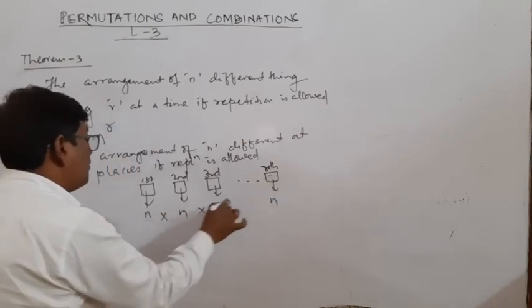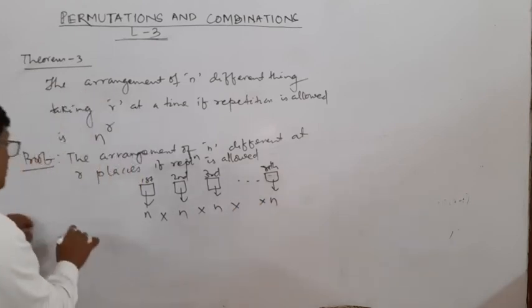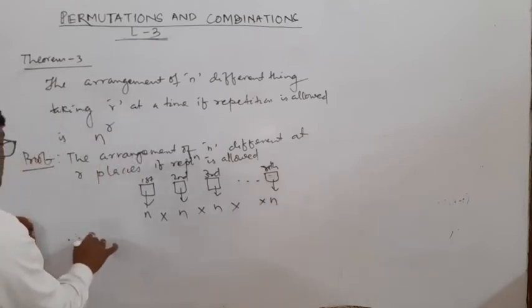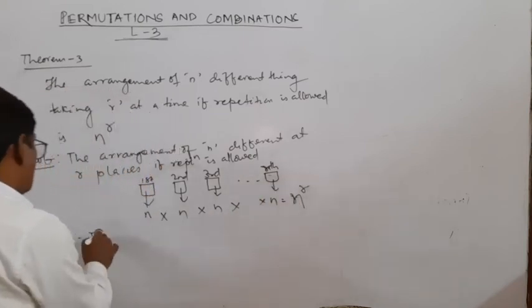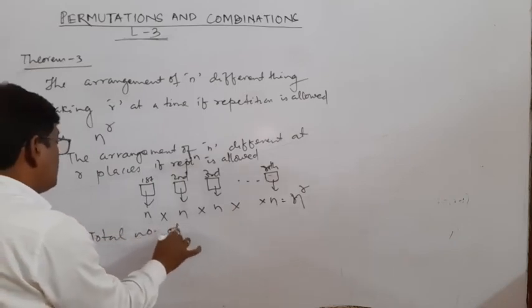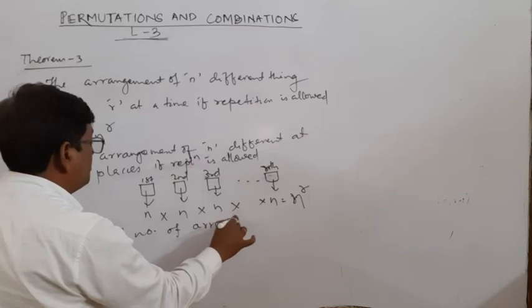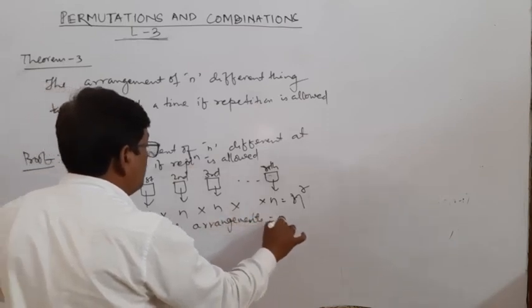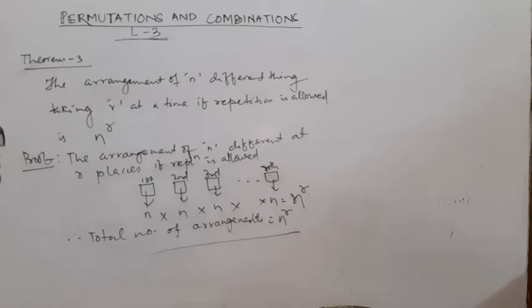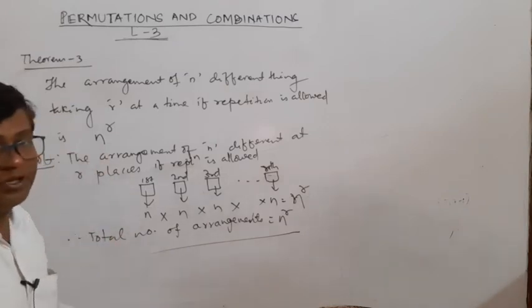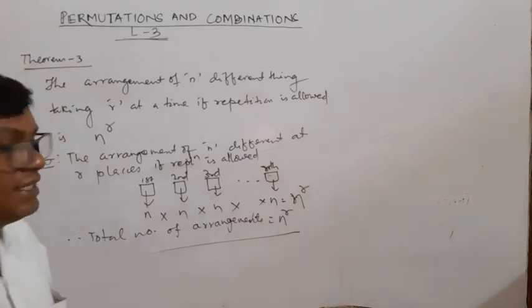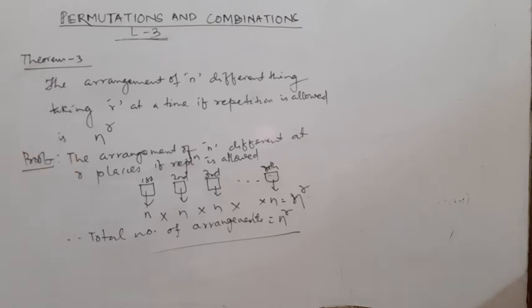Therefore the total number of arrangements is n to the power r. This is theorem number 3. Theorem 4 we will discuss in the last class. Now some applications of theorems 1, 2, 3.